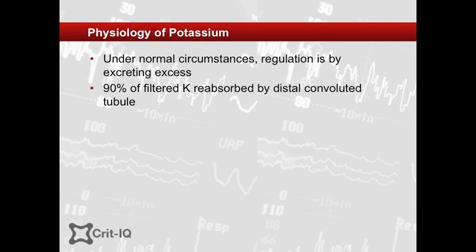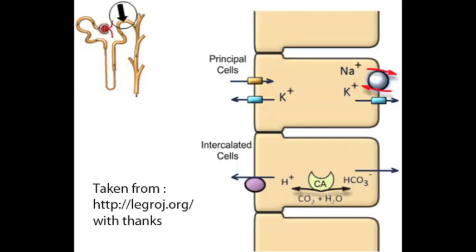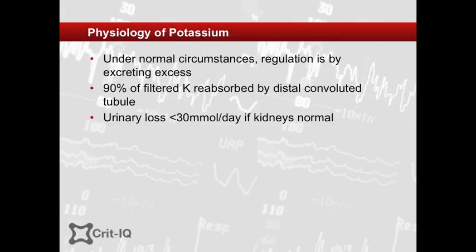In hypokalemia, potassium is reabsorbed from the distal tubular fluid. Total daily urine losses should be less than 30 millimoles per day if the kidneys are functioning normally. Suppression of aldosterone production limits the loss of potassium from the principal cells, while active reabsorption of potassium occurs at intercalated acid-secreting cells. Enhancement of this process leads to a relative aciduria and is dependent on normal magnesium levels.